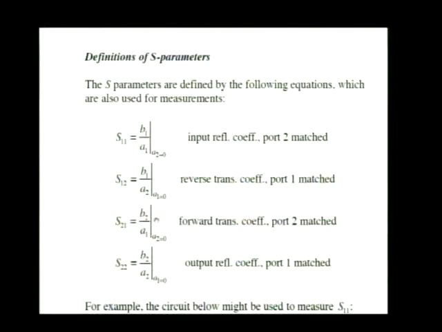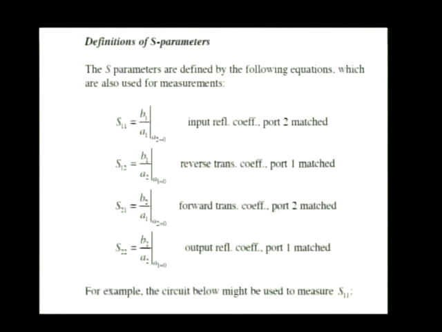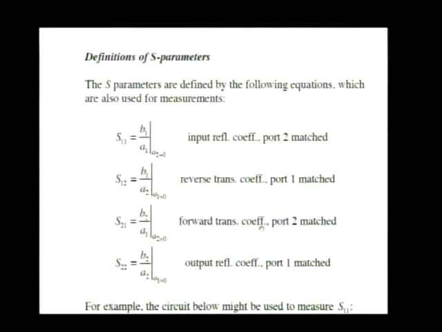Forward transmission coefficient. We're going to be talking about this forward transmission coefficient a lot in this class, because the 2-port that we're going to be most concerned with here is an amplifier. And the key thing for an amplifier is its amplification. How much comes out of the output of the amp when you've got a signal coming in?